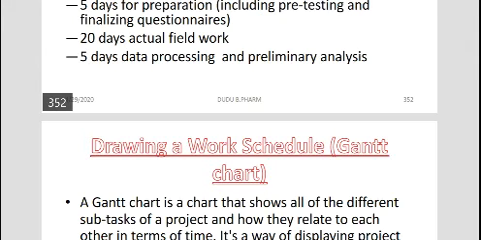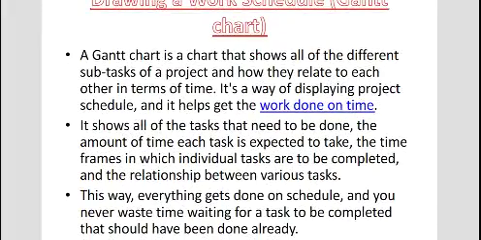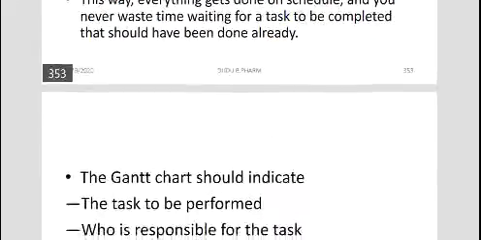So now you come to drawing a work schedule or Gantt chart. A Gantt chart is a chart that shows all of the different subtasks of a project and how they relate to each other in terms of time. It's a way of displaying the project schedule and it helps get the work done on time. It shows all the tasks that need to be done, the amount of time each task is expected to take, the time frame in which individual tasks are to be completed, and the relationship between various tasks. This way, everything gets done on schedule, and you'll never waste time waiting for a task to be completed that should have been done already.